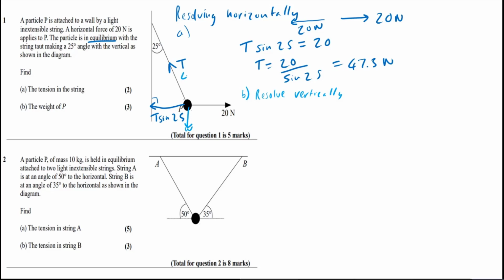So now that we know the tension is 47.3, this vertical is going to be 47.3 cos 25. Now the key is it does say weight, not mass. So mg is included. So all we're doing here is 47.3 cos 25 equals W, and that will equal 42.9 newtons. Because it's in equilibrium, so they're going to equal.